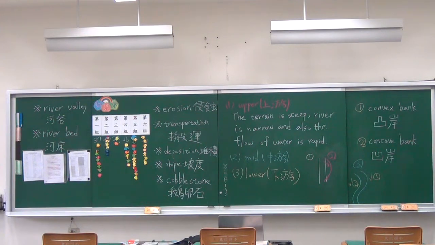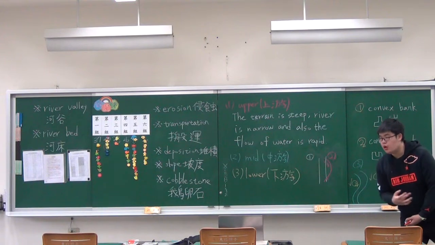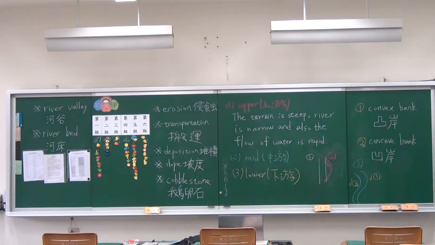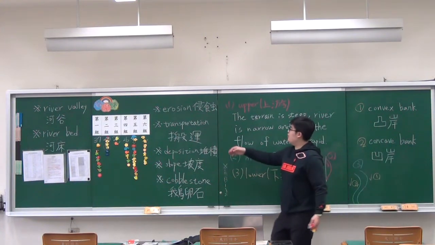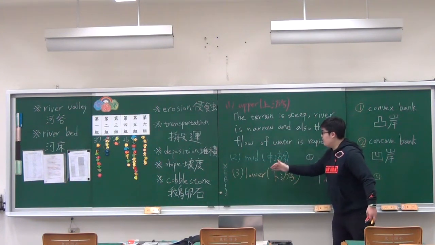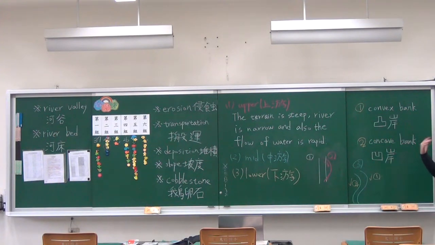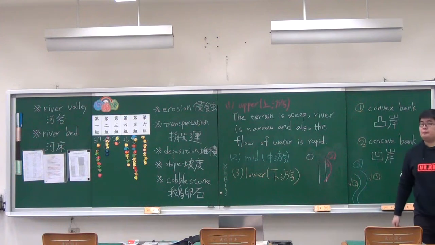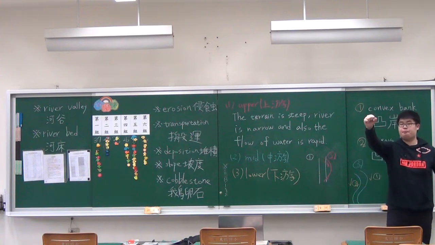Excellent. Now we'll have 3 groups, and each group will have to draw the picture of the river, but the picture has to make sense. That means we'll have to include erosion, transportation, and deposition, and also the upper, mid, and lower part of the river, and also the convex bank and the concave bank in our picture. Each group will have 25 minutes to draw the picture. You guys ready? 3, 2, 1, let's go! 3, 2, 1, time's up!